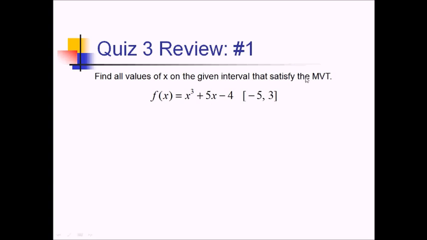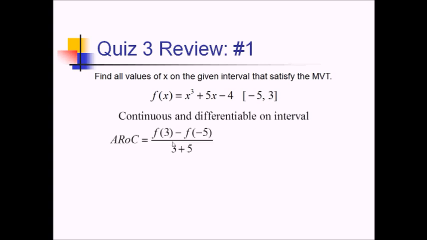So for the mean value theorem to work, your function has to be continuous on the closed interval and differentiable on the open interval. And this is a polynomial, so it is both continuous and differentiable on this interval. So we go ahead now and we're going to do the average rate of change. So that's going to be f of 3 minus f of negative 5 over 3 minus negative 5, or 3 plus 5. F of 3, well, that's going to be 27 plus 15, which is 42, minus 4. So that's going to be 38.